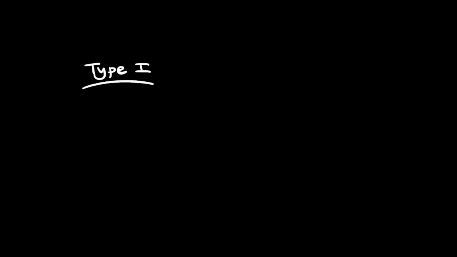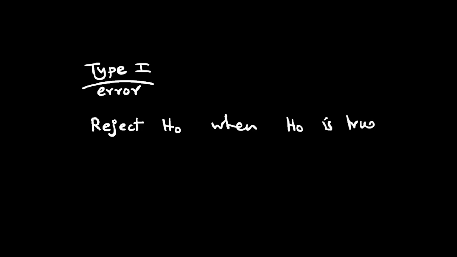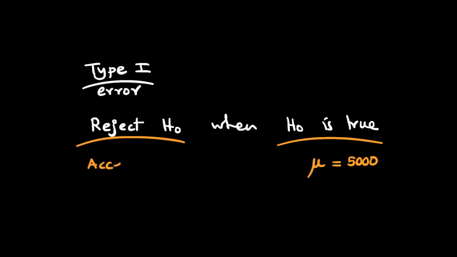So let's start with type 1 error. The definition states reject H0 when H0 is true. Now, if H0 is true, that means the value of mean is 5000. But we are rejecting H0. In other words, we are accepting H1. Yes, this is an error. We are accepting the fact that the mean has increased from 5000.